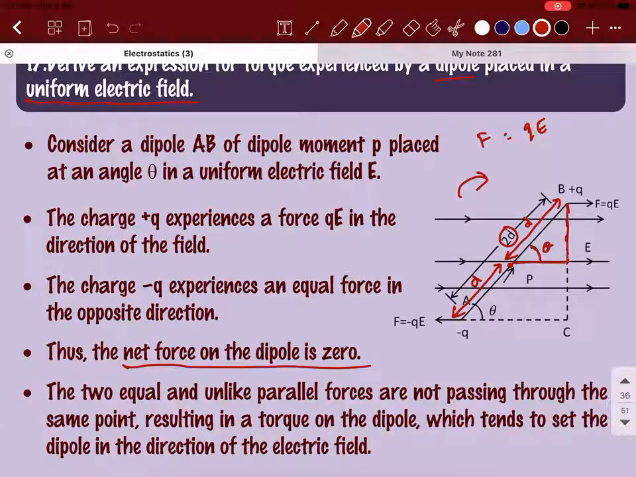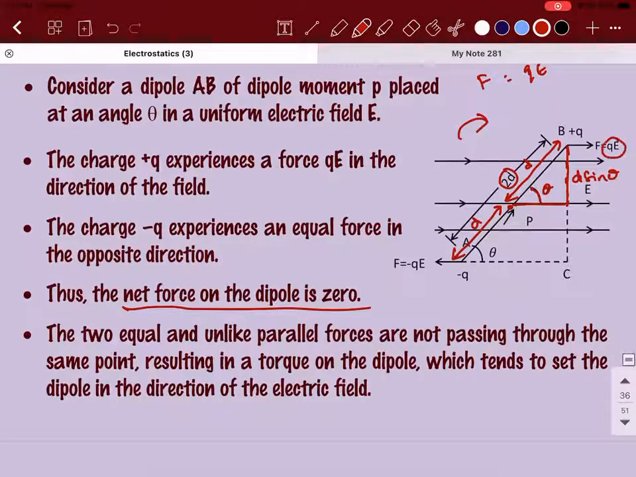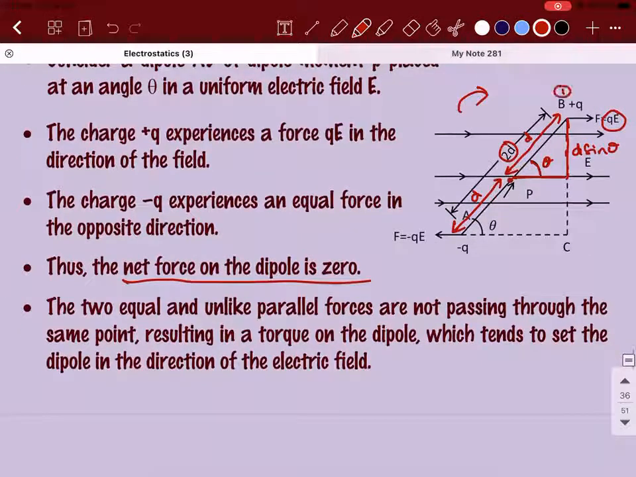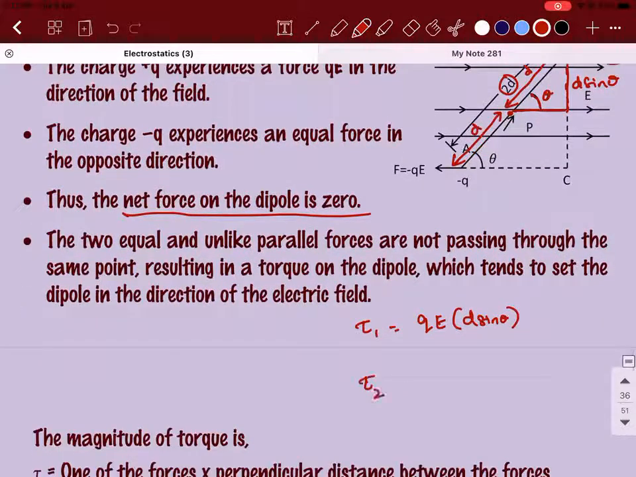How much will this distance be? It is d sine theta. So the torque exerted by charge number 1 is, in terms of magnitude, Q into E into d sine theta. Similarly, what is going to be the torque exerted by the second force? That is also Q into E into d sine theta.